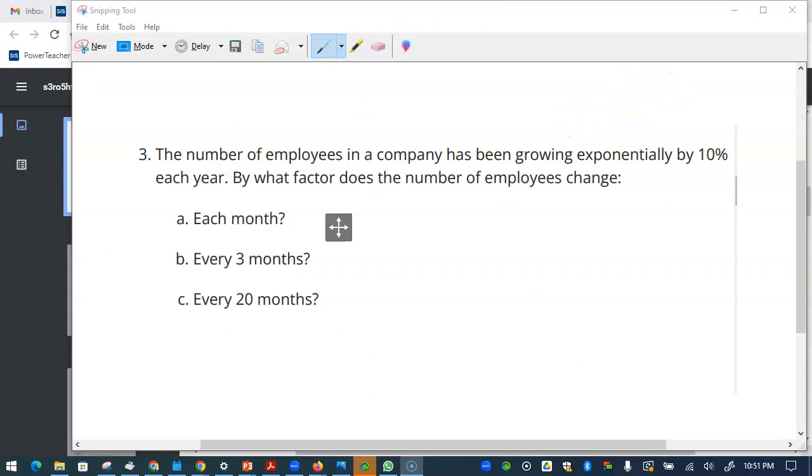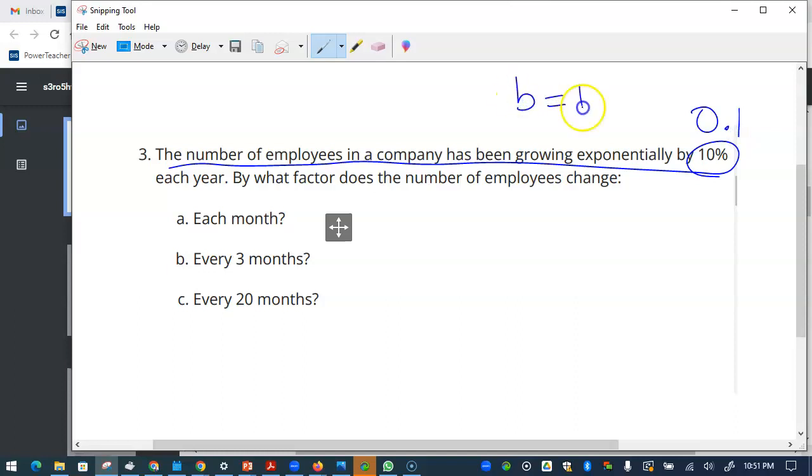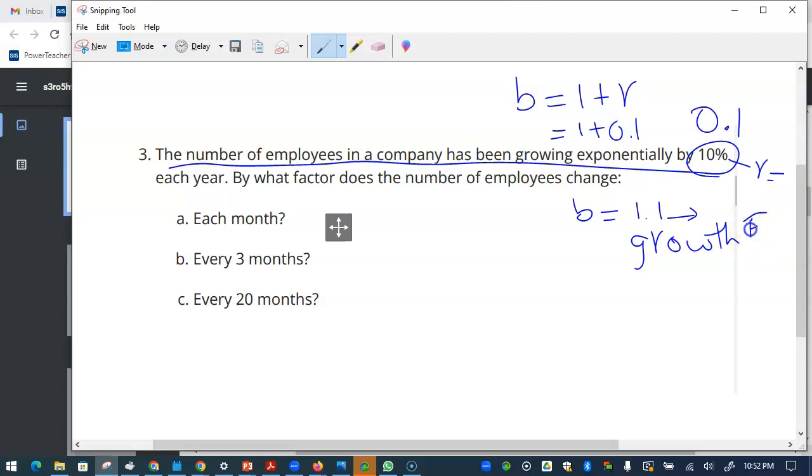Okay, look at this question number 3. The number of employees in a company has been growing exponentially by 10%, which means 0.1, right? So that means the B, the growth factor, will be 1 plus the rate. So this is the percent increase, and that becomes 1 plus 0.1. So the B becomes 1.1. So let's write it. It's the growth factor. So this is not growth rate, it is growth factor. But this is the percentage increase.